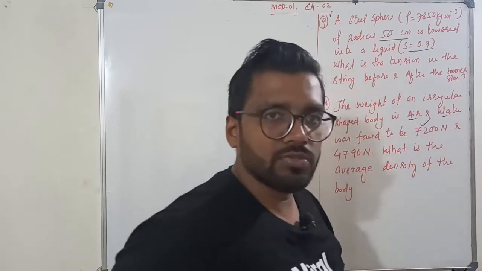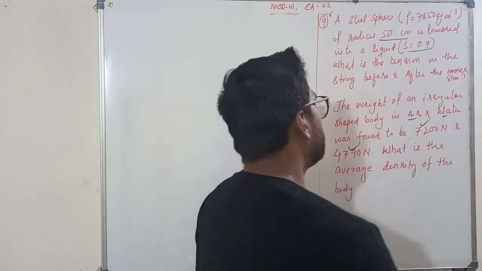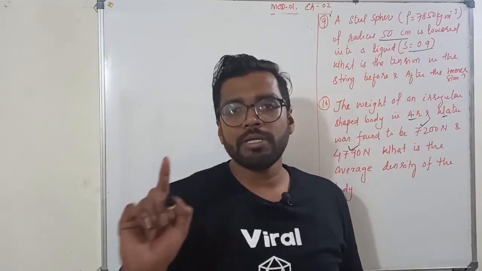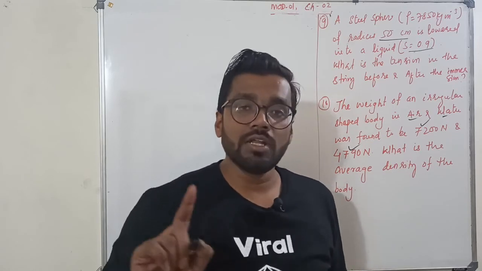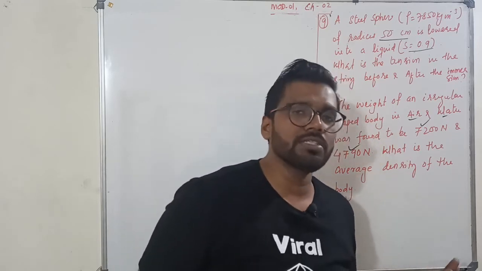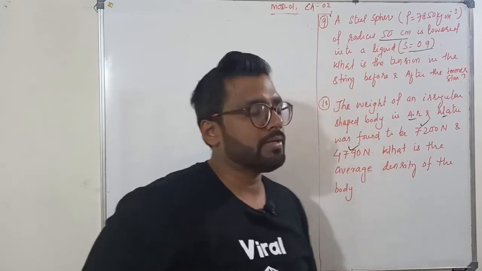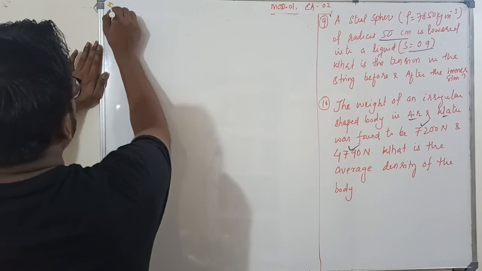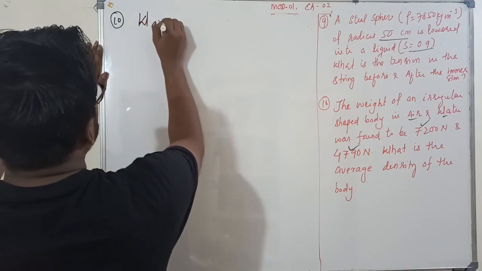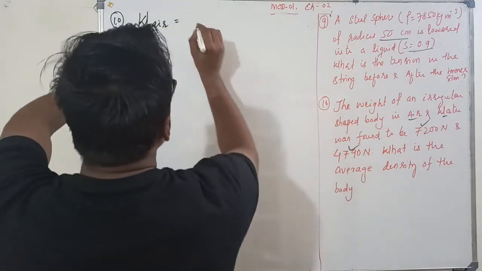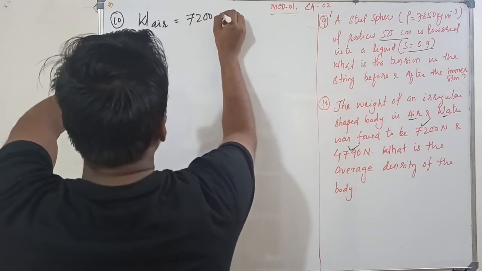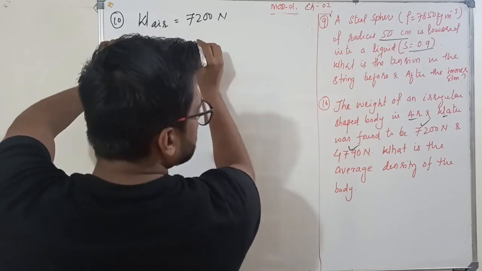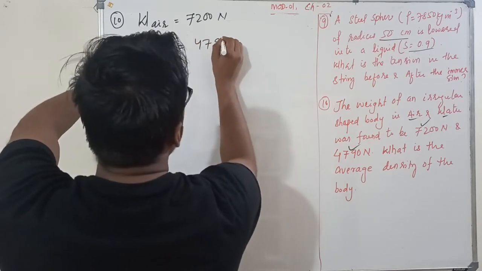So the weight of an irregular shaped body in air and water is given. In air the weight is 7,200 Newton. In water, it is 4790 Newton. See, this kind of problem you can expect in your state government PSC, public sector units, or AE, assistant engineer, assistant executive engineer. This kind of question you will expect there. Question number 10, last question of the day. So, weight in air is how much given? 7200 Newton. Weight in fluid is 4790 Newton.